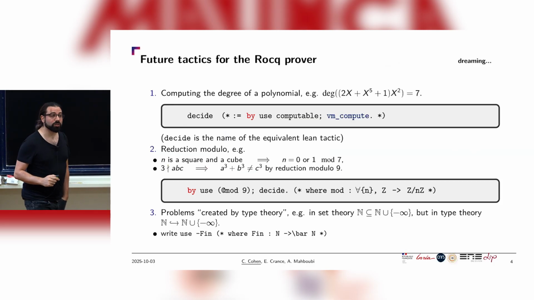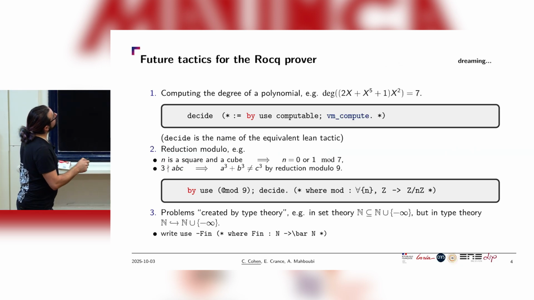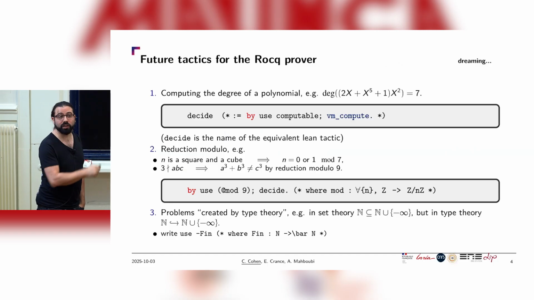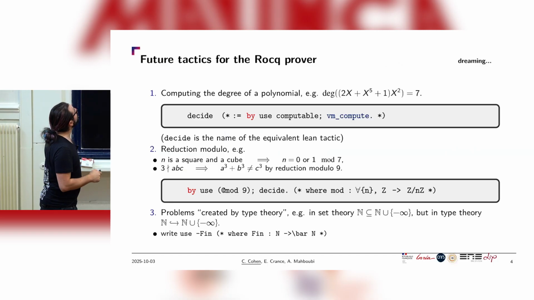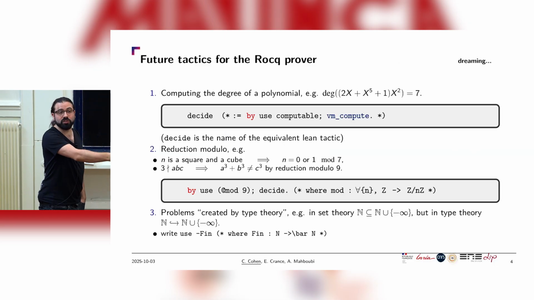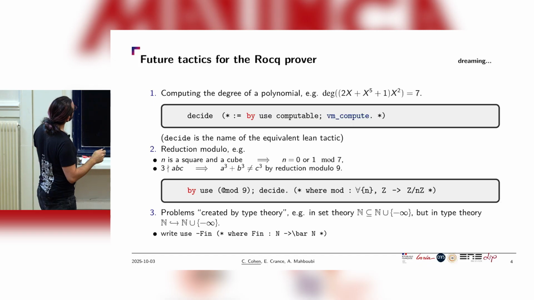In my dream world of future Rocq tactics, you thus have a way to solve the first problem by using a decide. So I named it decide after the name of the equivalent Lean tactic, but which proceeds in another way. This decide tactic will actually use everything that it knows about how to compute things in your library and then run the computation, for example, using one of the computation engines of Rocq.